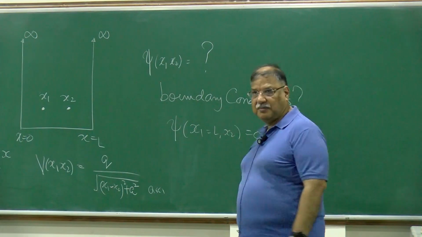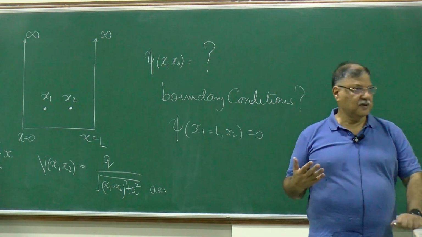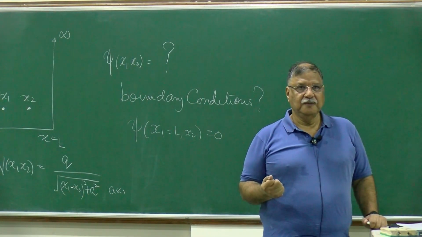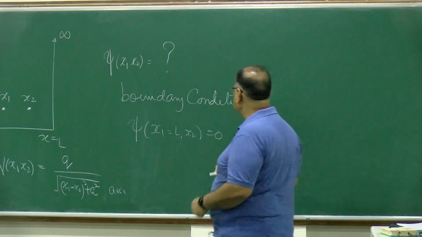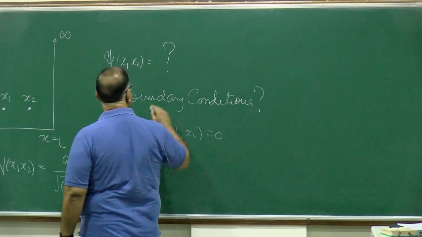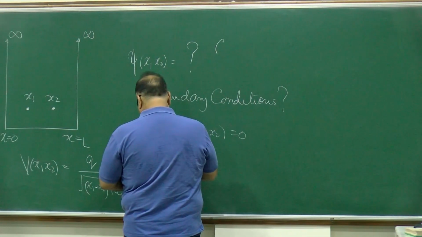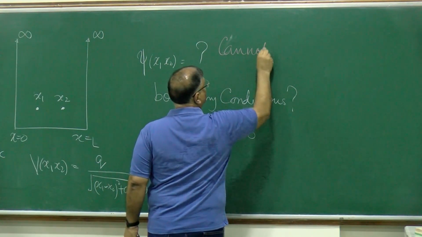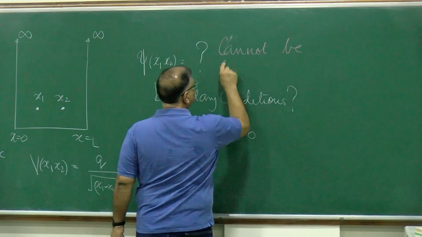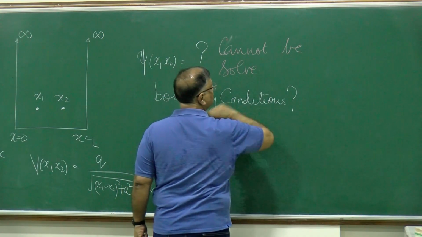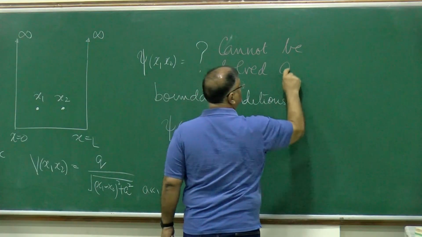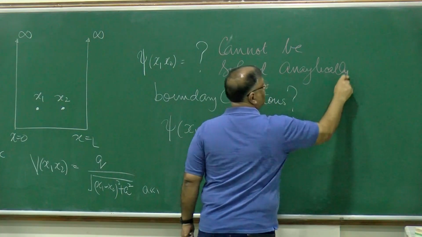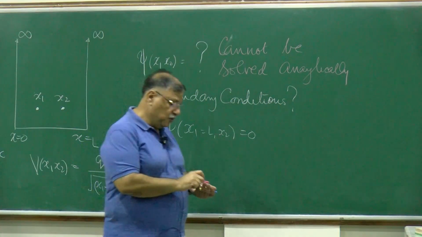So let's do one thing. Is there anybody who can find the solution? The simple answer is you can't solve it analytically. So let's use a different chalk. That's fun. Yeah, it cannot be solved analytically. All right. So we'll do it numerically.